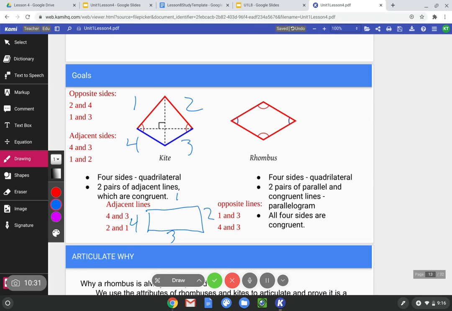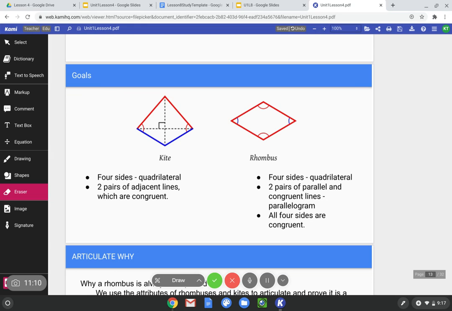But adjacent, next to, 4 and 3, they are next to each other. And they are the same length. Notice how they're both blue? Because they are the same length. So they are congruent. But notice 4 and 2 are not the same length. 4 and 2 are not congruent. So the lines that are congruent are adjacent to each other, not opposite. So a kite is a quadrilateral and has 2 pairs of adjacent lines which are congruent.